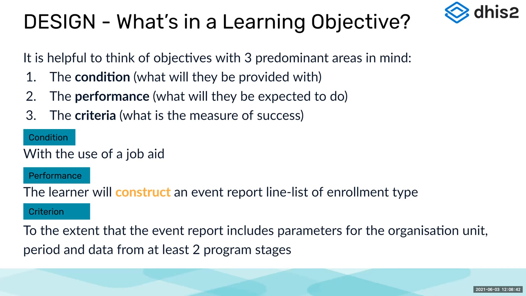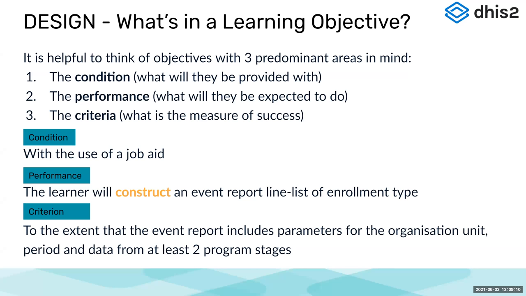And this is often the part that gets a little bit muddled when we try to define our learning objectives. We have to be clear in terms of what defines the success of that individual when they're trying to meet the goals of this session. So we have to be a bit specific here so we can measure or observe their progress against what we're trying to show. So in this case, I put: to the extent that the event report includes parameters for the organization unit, period, and data from at least two program stages.